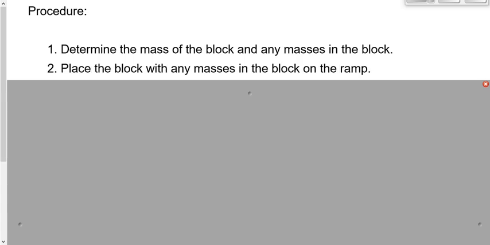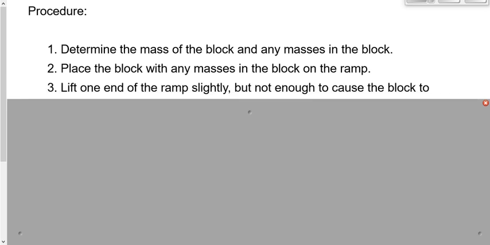Then I want you to place the block and the masses that are in it, whether that's 1 mass or 5 masses or 0 masses, on the ramp. But I want you to lift one end of the ramp slightly, but not enough to make that wooden block start moving. So in other words, we want to make sure that it's lifted a little bit, but not steep. Because if it's too steep, then that wooden block is going to start sliding, right? You can picture this right now, right? If you lift it too high, then the slope is going to be too steep, and then it's going to start sliding down. And we don't want that yet. Okay, we do eventually, but not yet.